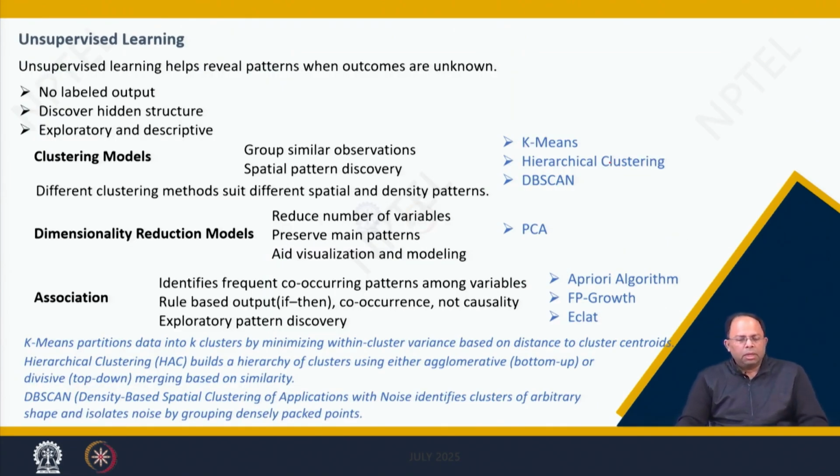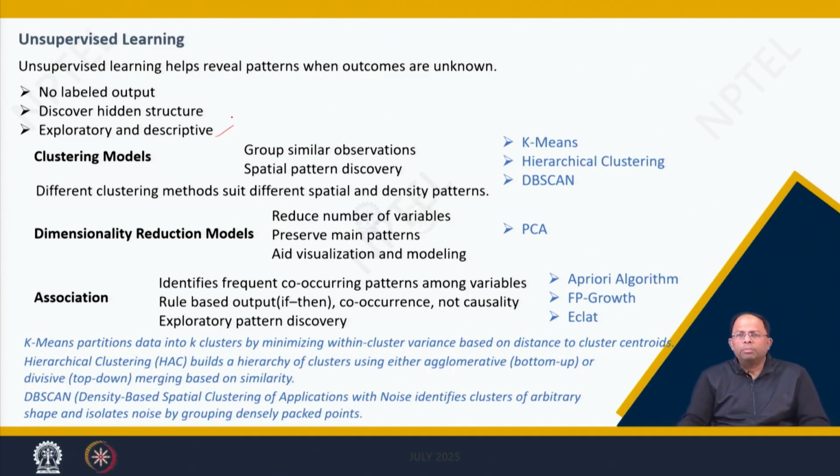Then coming to unsupervised learning, obviously we don't have labels here. That means we have a set of data and we are trying to make sense of the patterns that emerge out of it. We want to discover the hidden structures within this data. In this case, we use both exploratory as well as descriptive statistics to determine that. So there are different kinds of models here.